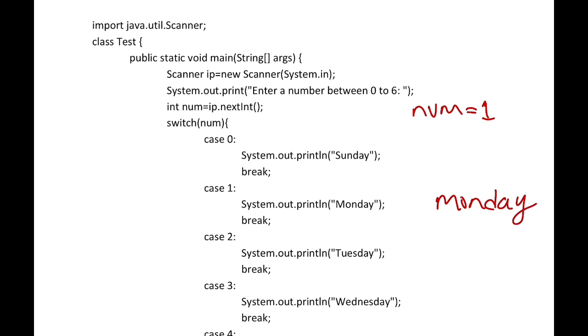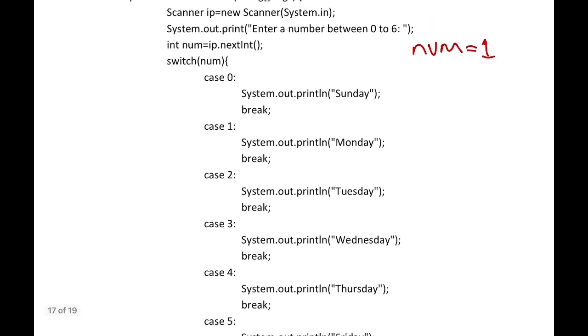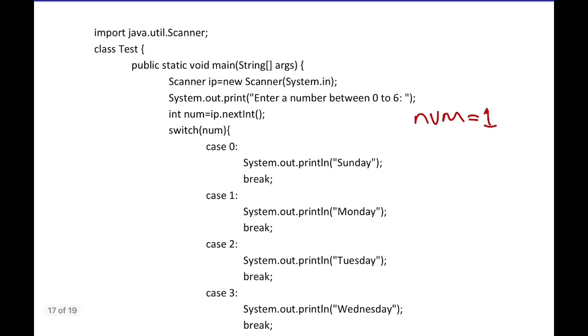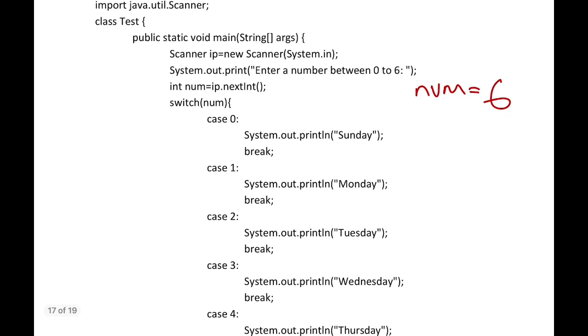Now suppose the user entered 6. The value of num is 6. Now proceed following the same principle. So switch num, where the num value is 6. Then the first case value is 0. So num is checked with case value 0. Is there any match? No match. Then proceed to the next case value.